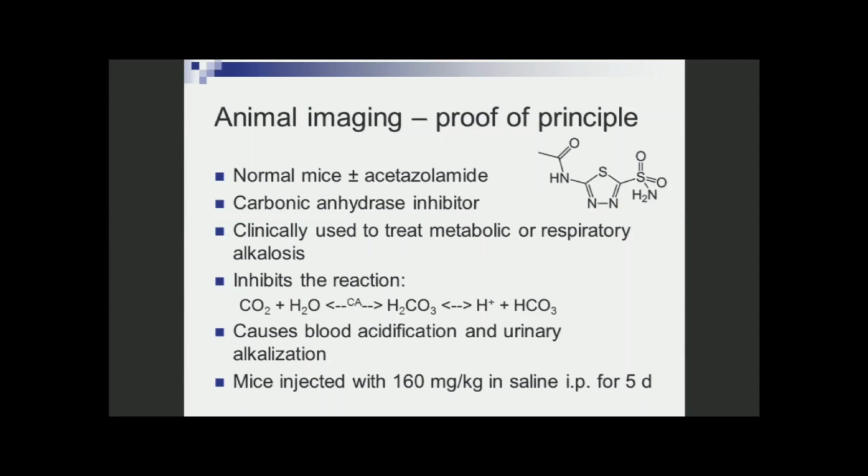So to take this to animal imaging, we wanted to image some kind of pH change in mice, and in order to get around some of the signal-to-noise limitations, we decided to image the bladder of mice where the contrast agents accumulate. So we took mice and we treated them with acetazolamide. Acetazolamide is a carbonic anhydrase inhibitor. It's clinically used to treat metabolic or respiratory alkalosis, and it inhibits the conversion of carbon dioxide to carbonic acid.